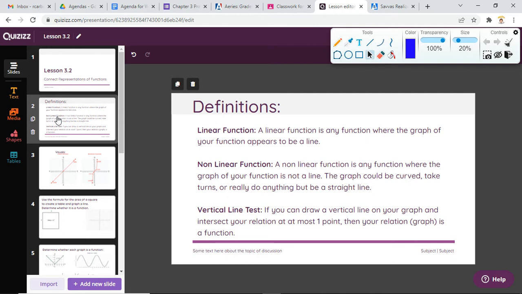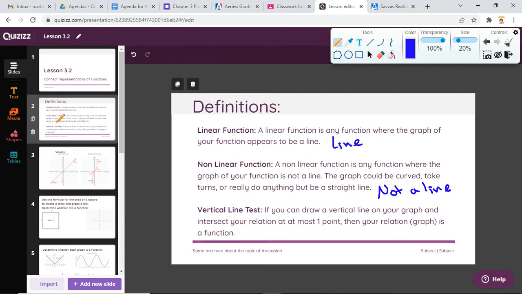So a nonlinear function is still a function, except this time the graph of your function will not be a line. The graph might be curved, it might take turns, it really might do anything except for be a straight line. So if I'm helping you guys write out here, I would shorten these up a little bit. For a linear function, I would write line. Nonlinear, not a line.